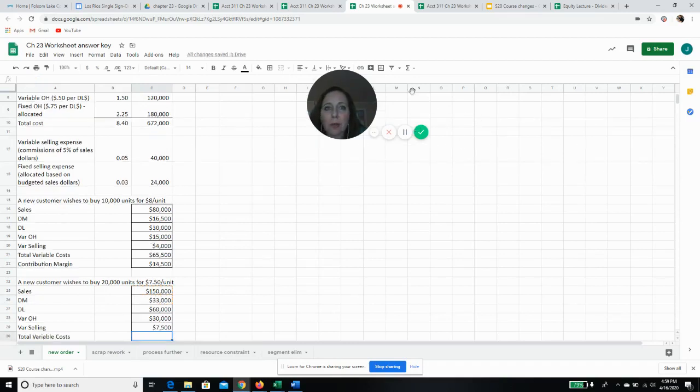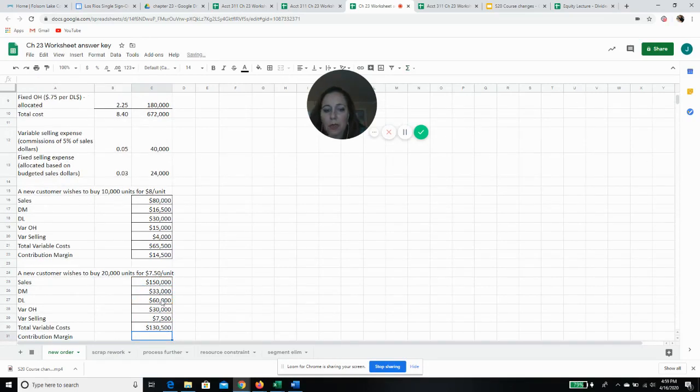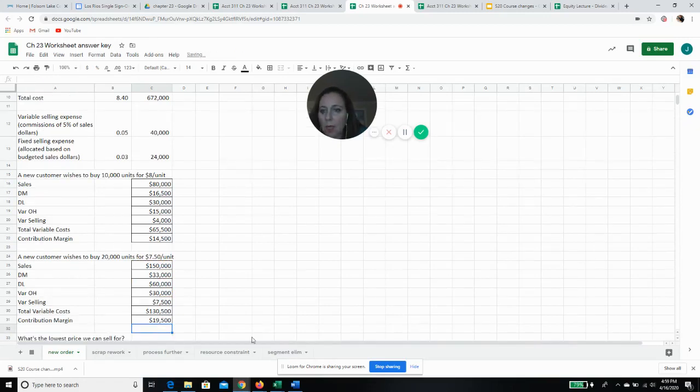So our total variable costs are going to be $130,500, and the contribution margin on this sale is going to be $19,500 added to our bottom line. So we're thinking, all right, yeah, that sounds pretty good. If $14,500 was good, $19,500 would be better.